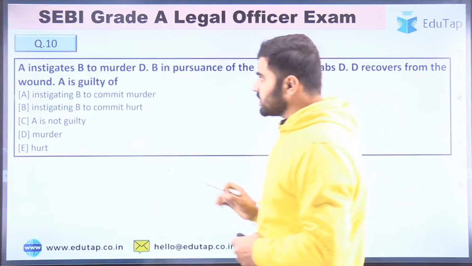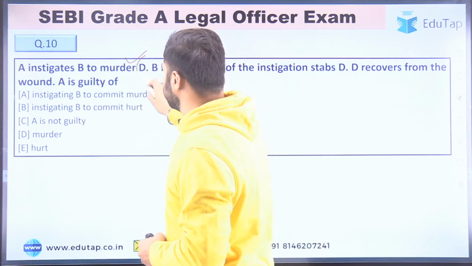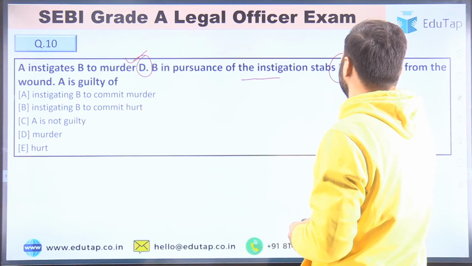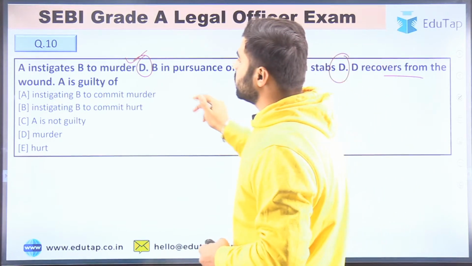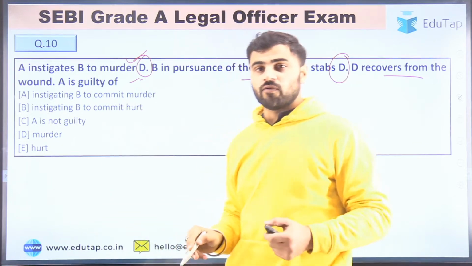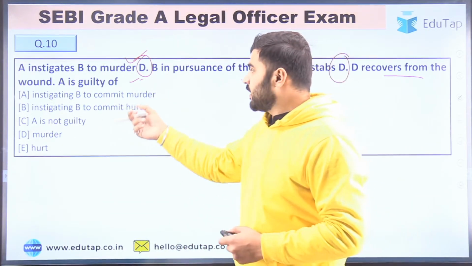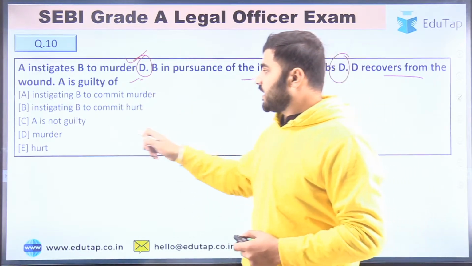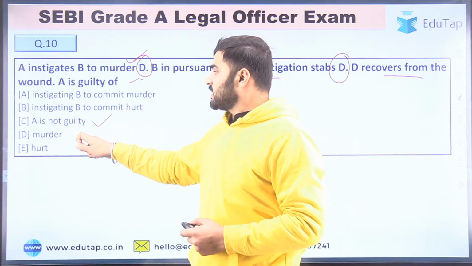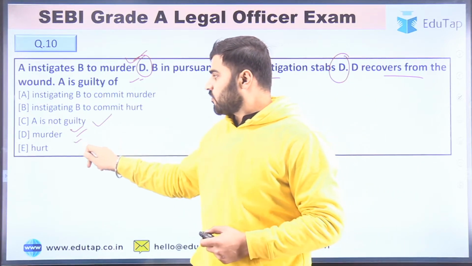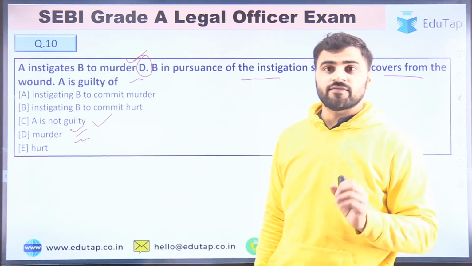So the 10th question is, A instigates B to murder D, right? Then B, in pursuance of the instigation, stabs D. D recovers from the wound and A is guilty of which of the following? Your options are instigating B to commit murder, instigating B to commit hurt, A is not guilty, or A is guilty of murder or hurt, or A is guilty of hurt. So which of the following is correct, guys? Tell me the right answer for question number 10.